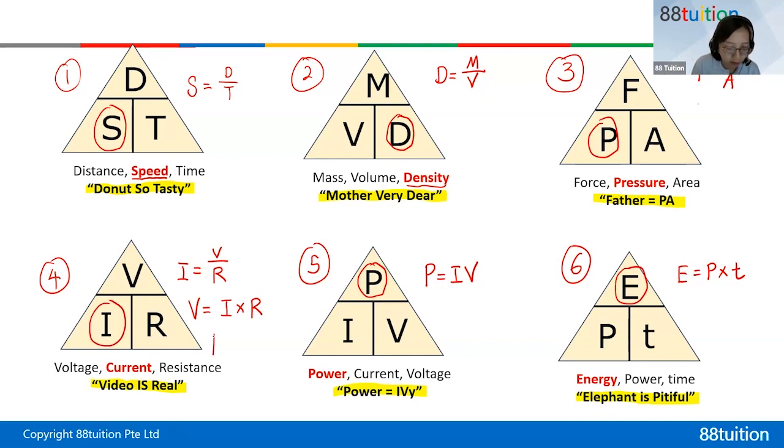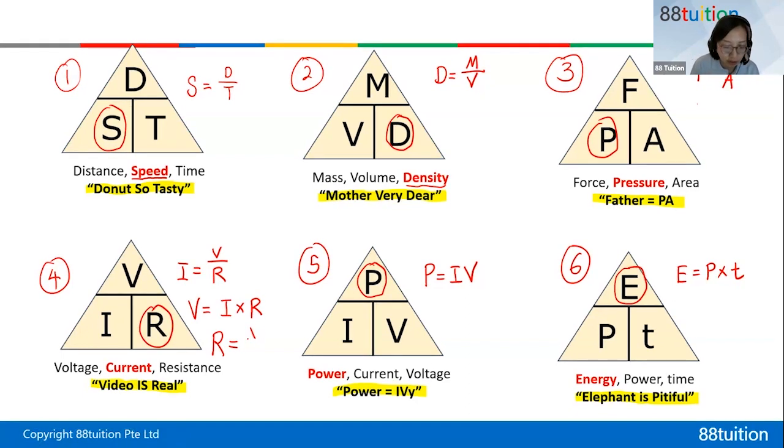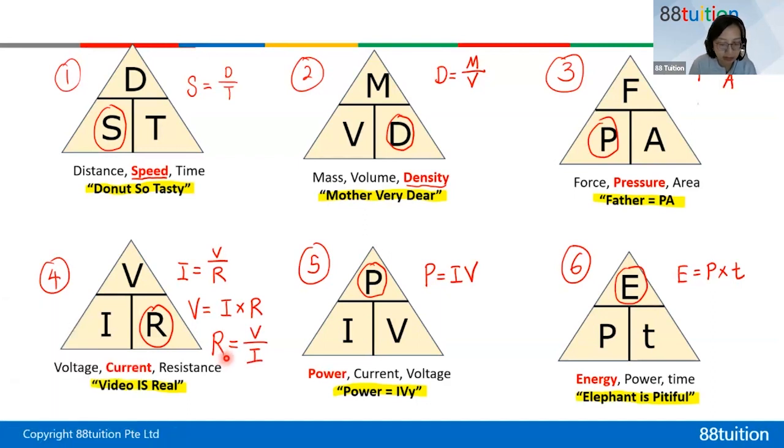So for example, if I want to find resistance, I'll cover up resistance with my finger. Then voltage is on top, current is below. All right, so it means that to find resistance will be voltage divided by current. I is current. All right, so even though you may not have learned all this, I'm exposing you well in advance. You will need this all the way to set 4.